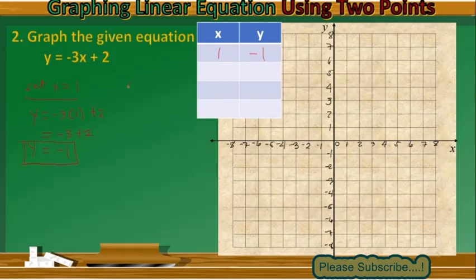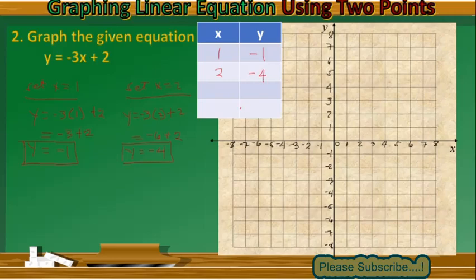Okay, let us use another value of x. Let's say x is equal to 2. So y is equal to negative 3 times the value of x, which is 2, plus 2. So this is negative 3 times 2, that is negative 6, plus 2. So your y value is equal to negative 4. So when x is 2, your y is negative 4.